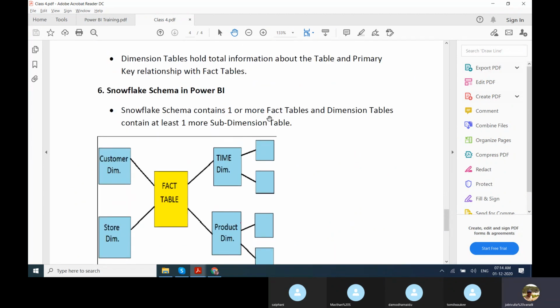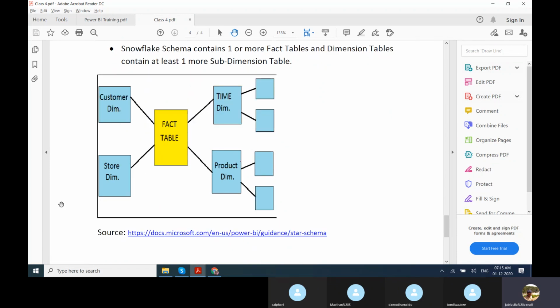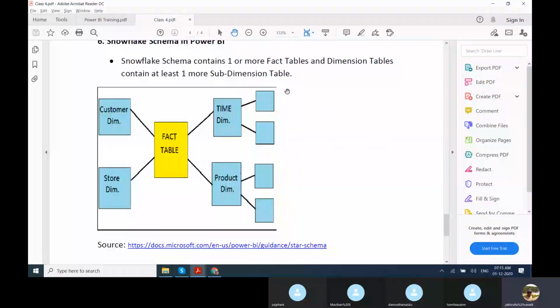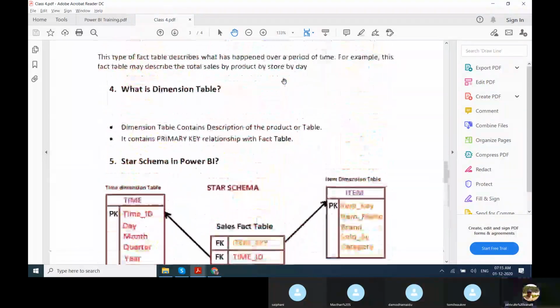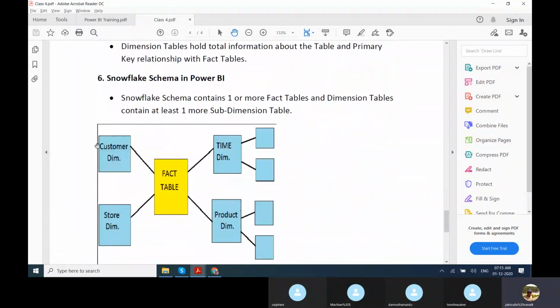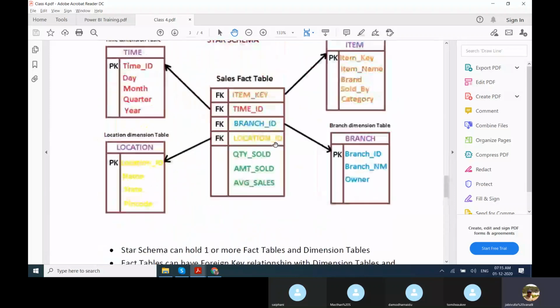A snowflake schema contains one or more fact tables and dimension tables, and it contains at least one subdimension table. If it contains a subdimension table, then it is called a snowflake schema. Here the data is snowflaked, so the data will be normalized. There is only one difference: here the dimension data will be derived into another subdimension table.